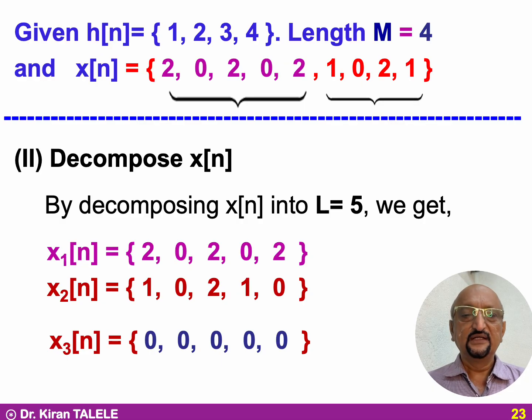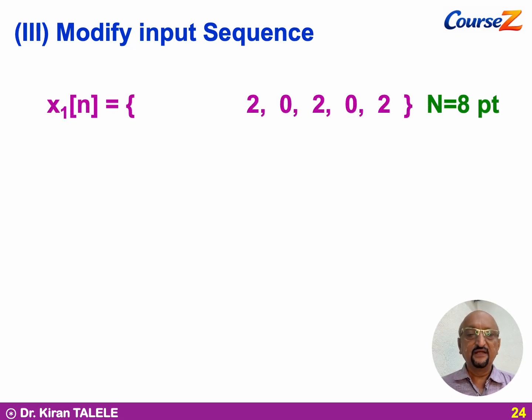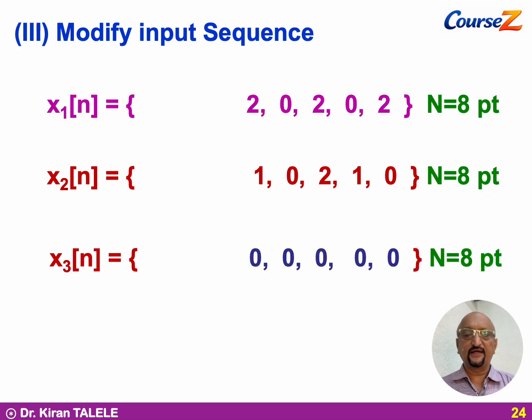Now the next part is we have to modify this input sequence. This is something different. To modify this sequence, all these three signals will have to be modified. We have to make every signal length equal to 8. To make this 8, the required samples we have to take from the previous sample. For example, in x2 of n, presently there are 5 values. We need to add 3 values. So those 3 values are added in the beginning of the sequence by taking the last part of the previous sequence.